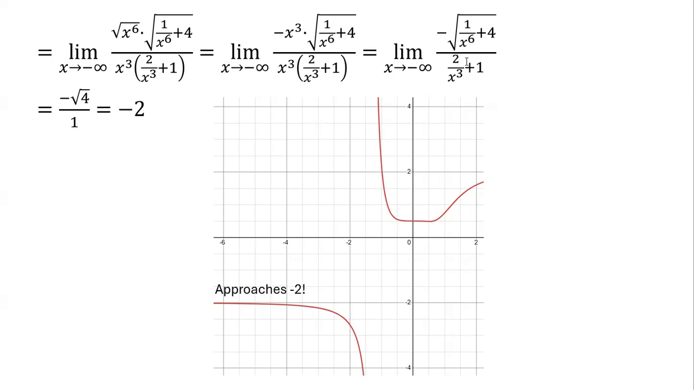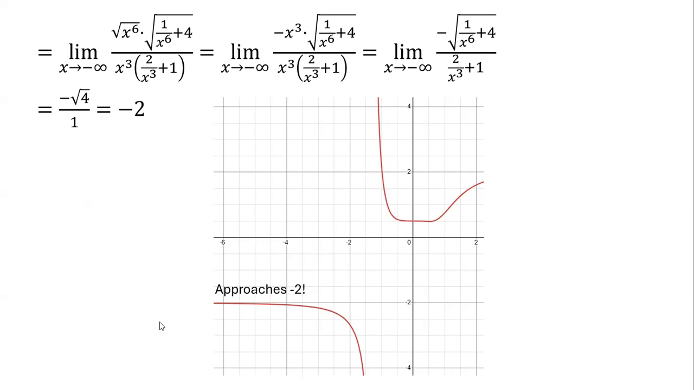Now, recall, we like this type of representation when we take limits to infinity because 1 over x to the 6, as x keeps getting bigger, even though it's going bigger in the negative direction, so more and more negative, is going to go to 0. And same with this, 2 over x cubed would approach 0 as x approaches negative infinity. So what are we left with? We're left with minus square root of 4 over 1, which is negative 2. And we look at the graph of the original function, which I plot over here. Yeah, it does approach negative 2. We confirmed that.